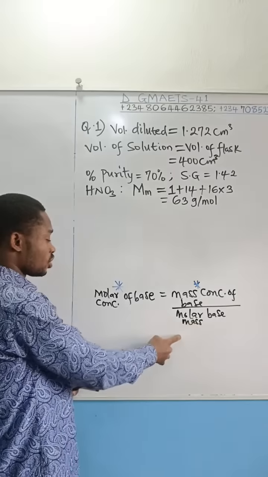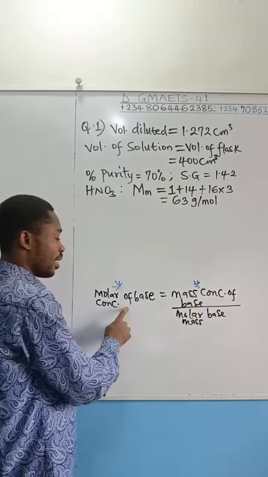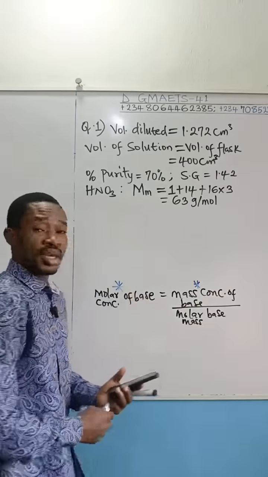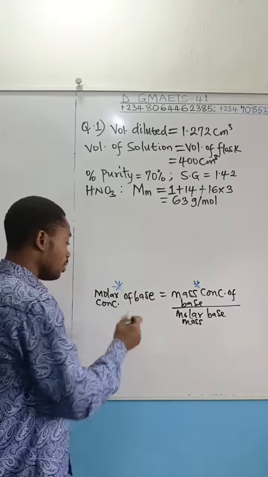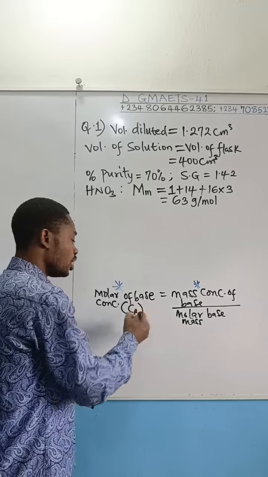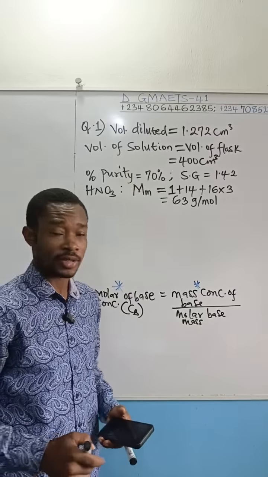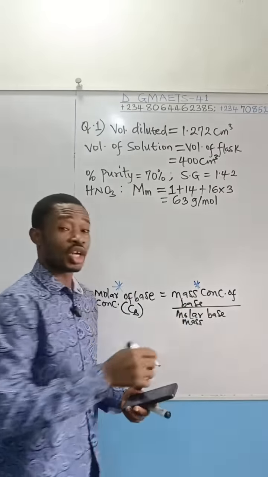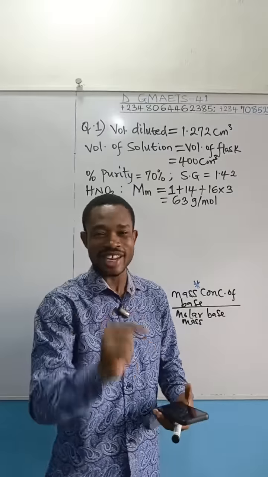Molar mass of the base is going to be equal to mass conc of the base divided by molar conc of the base. Now we don't know this. This molar conc of the base is actually CB. So we need to know how to get CB. We need to find it. Mass conc of the base was not given, yet it was indirectly given.